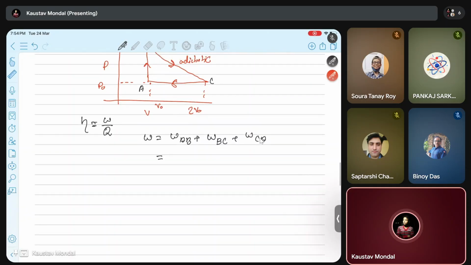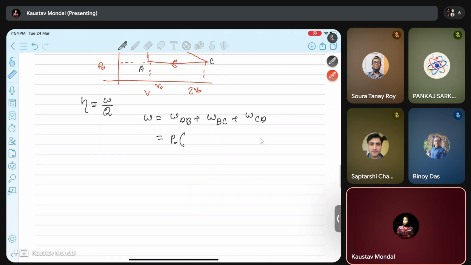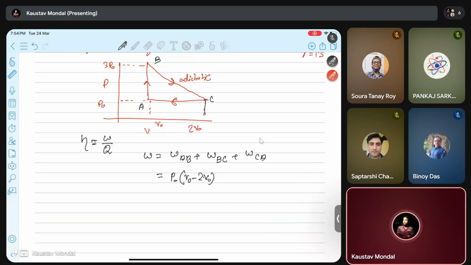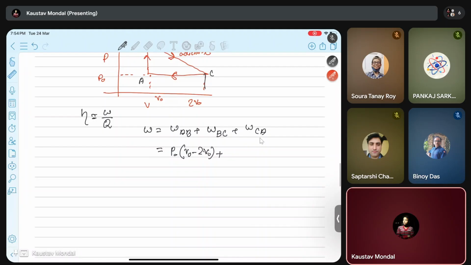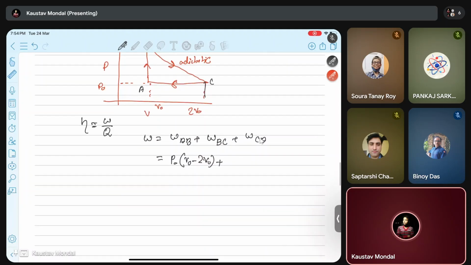From A to B, simply the volume is changing at constant pressure. So P0 into V0 minus 2V0. So the initial volume was 2V0, from it becoming V0. So V0 minus 2V0. From B to C, there is no work done since the volume remains constant, so it's 0.